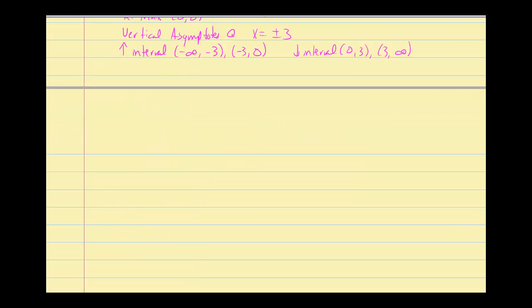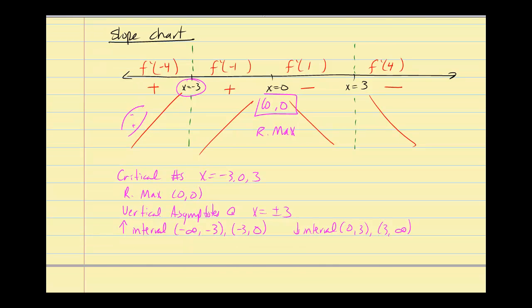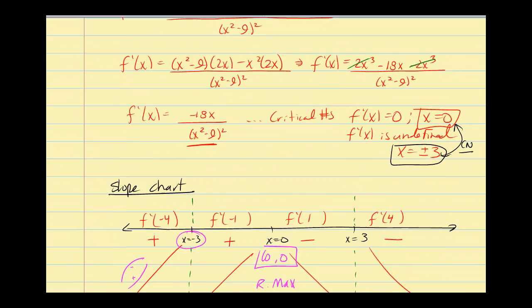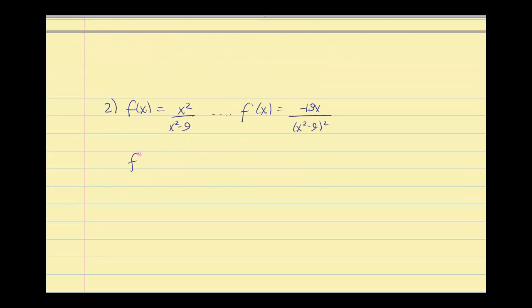Now I want to figure out about concavity, because remember, up in this particular area we knew we had increasing slopes of tangent lines, but we didn't know if we had a negative or a positive concavity situation, although it's pretty easy to predict when we're up against a vertical asymptote. So the second thing we want to do is look at the second derivative. So let's rewrite everything. The first derivative was negative 18x over x squared minus 9 quantity squared. So we need the second derivative.